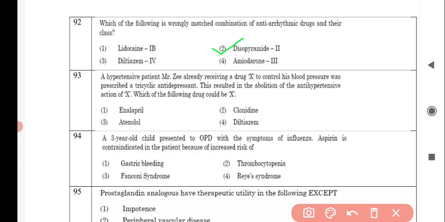Next question is a hypertensive patient Mr. Z already receiving a drug X to control his blood pressure was prescribed a tricyclic antidepressant. This resulted in the evolution of the antihypertensive action of X. Which of the following drug could be X? And the correct answer is option number 2, clonidine.